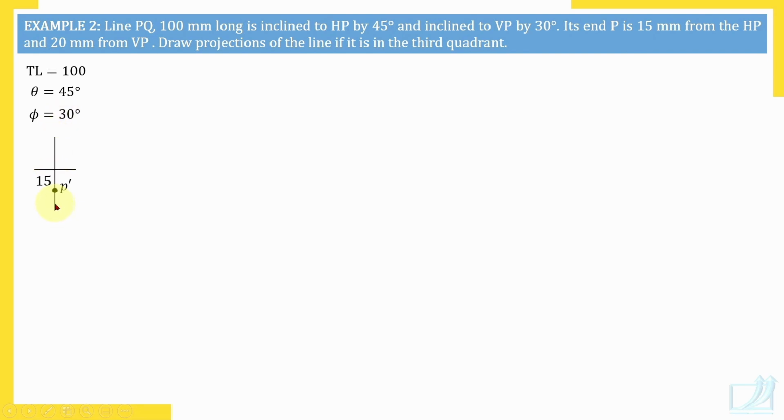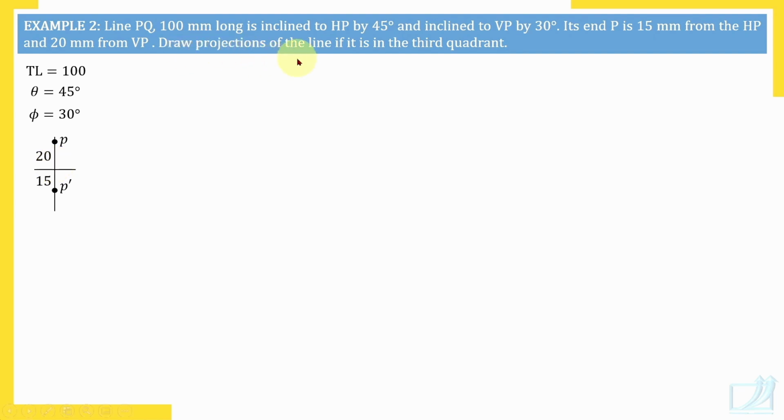So measure 15 millimeter, this is distance from HP, that means it is front view of point P. And 20 millimeter, we have measured it behind XY line, because top view is above and top view gives distance from VP. Okay, this is what we have studied in projections of points. So my suggestion is, without watching earlier videos, you should not watch this video. On engineering drawing, all the videos you should watch in proper order.